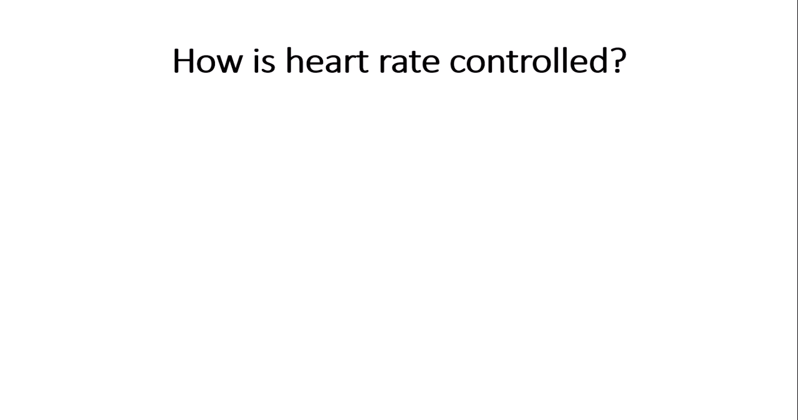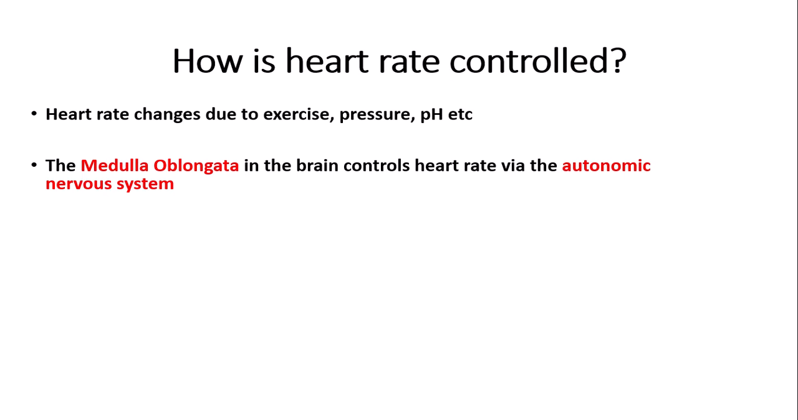So the next thing we're going to focus on is how heart rate is controlled due to different stimuli. So heart rate changes due to factors such as exercise, pressure, pH, etc. Heart rate is controlled by a center in the brain called the medulla oblongata. So the medulla oblongata in the brain controls the heart rate via the autonomic nervous system. So the autonomic nervous system carries signals to the medulla oblongata, which then transfers signals back to the sinoatrial node to control heart rate.